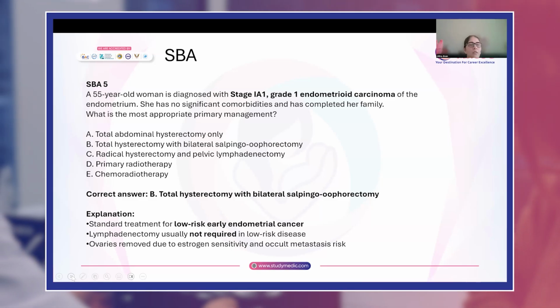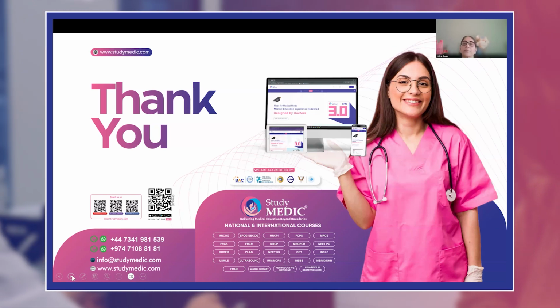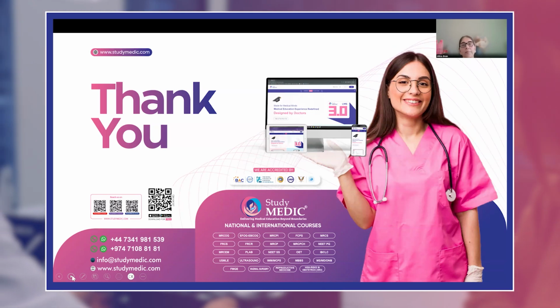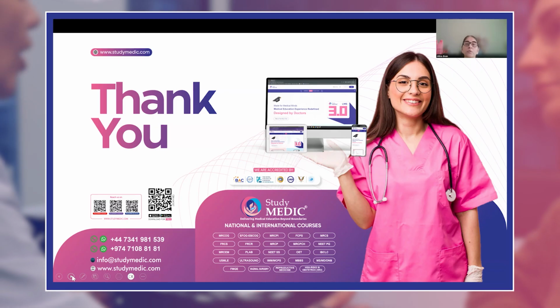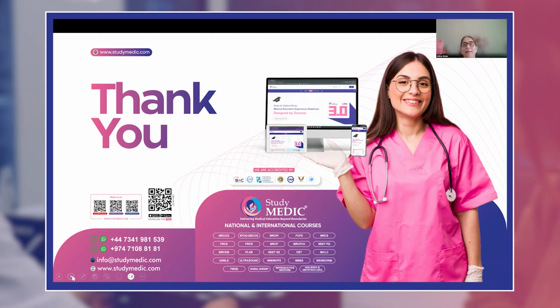Okay. So these were a few important points about endometrial cancer. The women who are at a high risk of developing the disease, the new staging, the FIGO 2023 staging, and how you are going to manage.